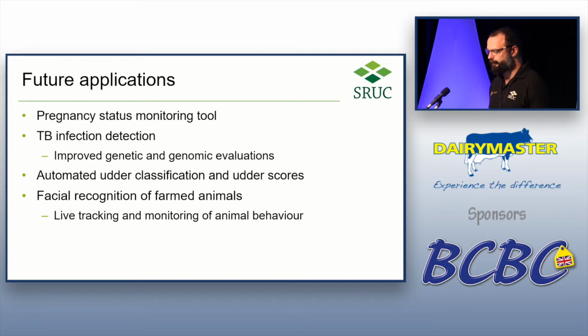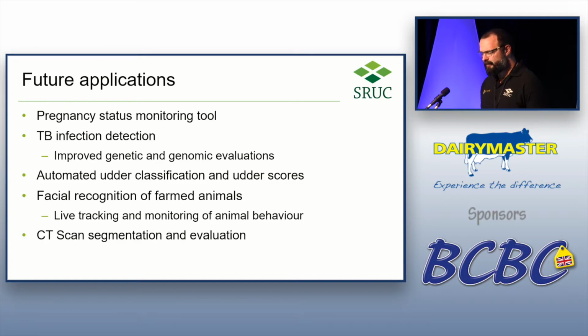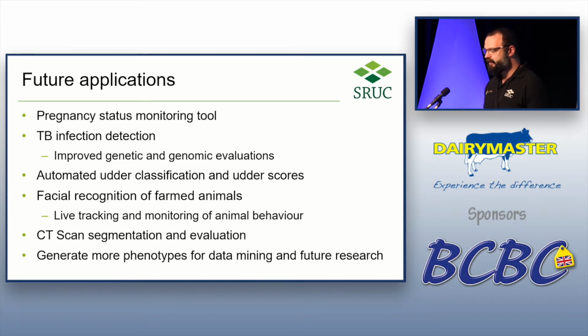We're going to start a project soon on CT scans of sheep, segmenting them into different cuts, taking body measurements, and this is all done through deep learning. And ultimately, as I said, generate more phenotypes. And this can not only feed back into genetic evaluations, but it can also stimulate new research. If we suddenly have phenotypes that we didn't have before because they were difficult to measure, or expensive to measure.